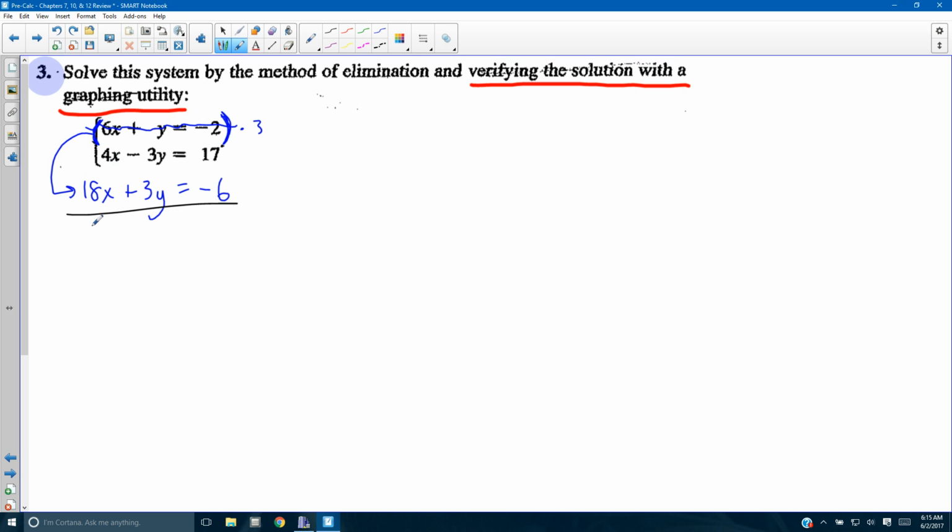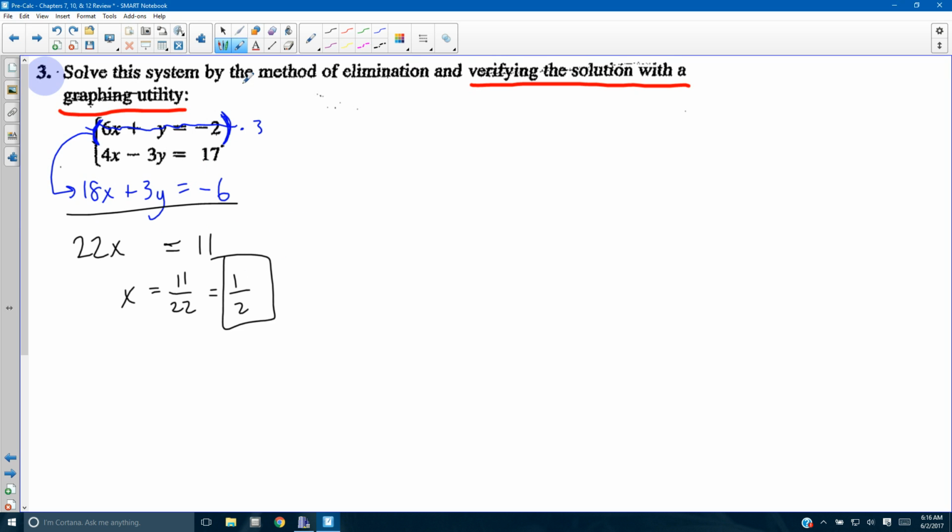Good. Now I add down the list here. 4x plus 18x is 22x. -3y plus 3y is 0. 17 minus 6 is 11. 22x equals 11. x equals 11 over 22, which does reduce to 1/2. As far as fractions go, it's my favorite one. Very clean. I could even write the decimal 0.5.